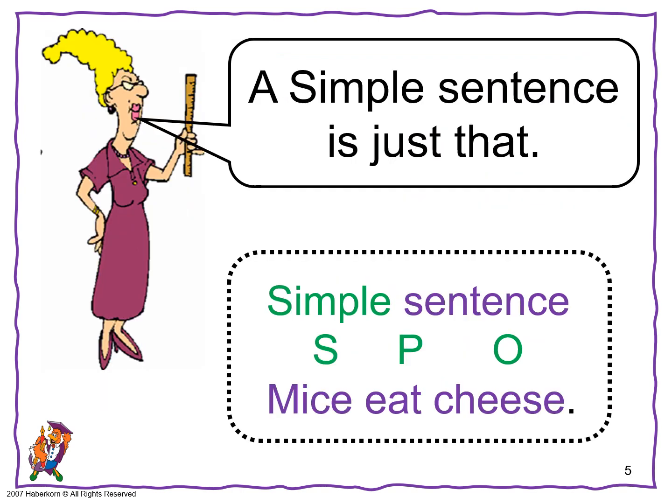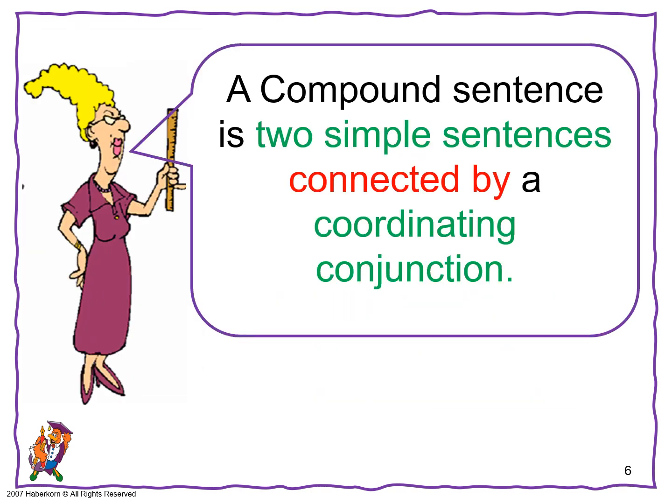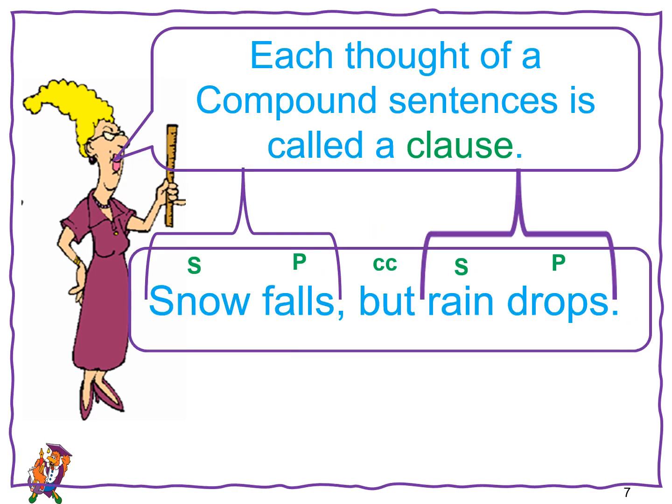Simple sentences are just that, a simple thought, one thought. Mice eat cheese. Remember, compound sentences, two simple sentences connected by a coordinating conjunction? Okay, here's the new jargon. It's just a word to help you refer to an entire part of a sentence without having to say the whole thing. Each thought in a compound sentence is called a clause. Snow falls, clause. Rain drops, clause.